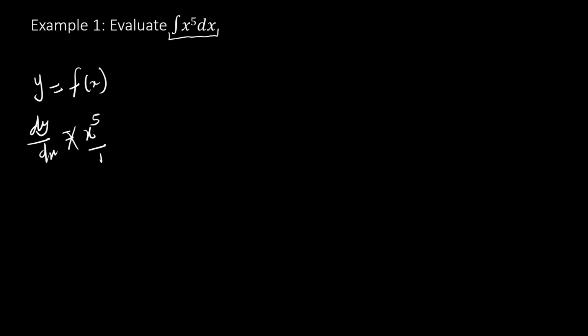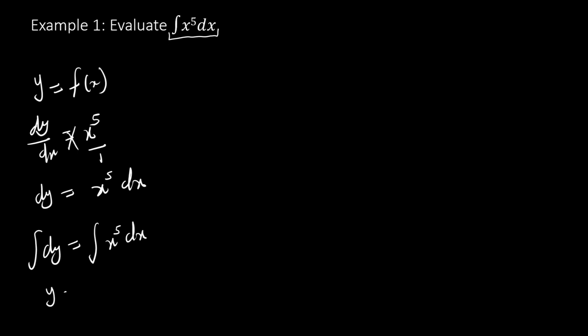Here, if you cross multiply, we are going to have dy equal to x to the power of 5 dx. So if you integrate both sides, this is the integral of dy equal to the integral of x to the power of 5 dx. So the integral of dy equals y, equal to the integral of x to the power of 5 dx. This doesn't mean a lot, it's just to show us where the expression x to the power of 5 dx is coming from. So what we have to look for now is our y, which is equal to the integral of x to the power of 5 dx.